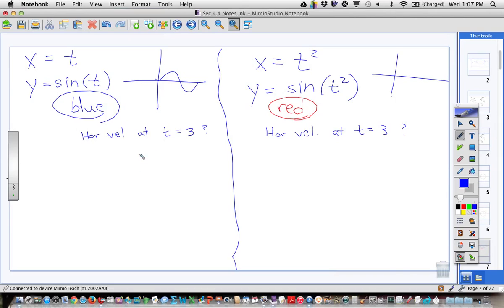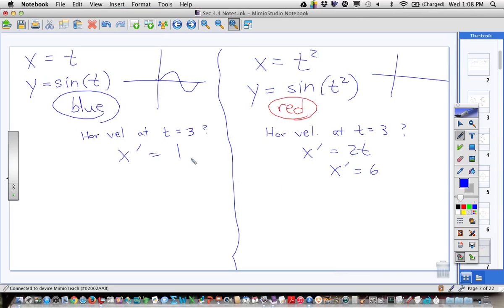Okay, somebody got one for the blue guy? His horizontal velocity is always 1, isn't it? Because horizontal velocity is x prime with respect to t. So his horizontal velocity is always 1. What about this guy? Red guy is 6, right? Because his horizontal velocity is 2t, right? X prime of t is horizontal velocity. So at 3, x prime would be 6.